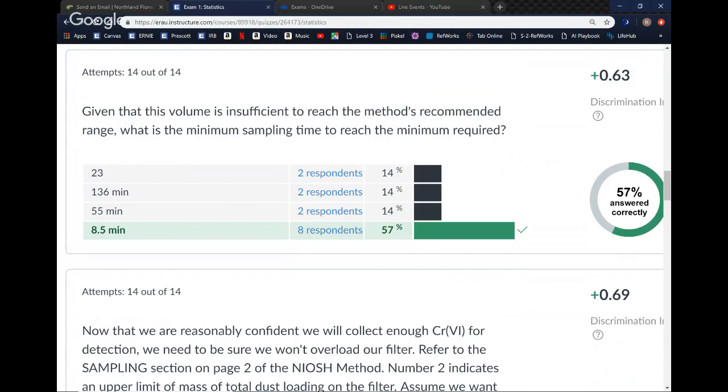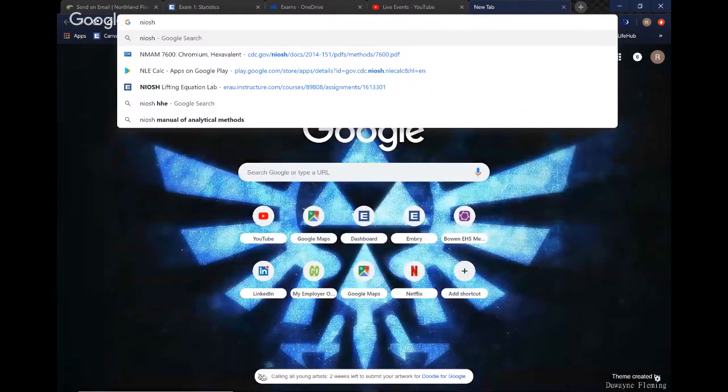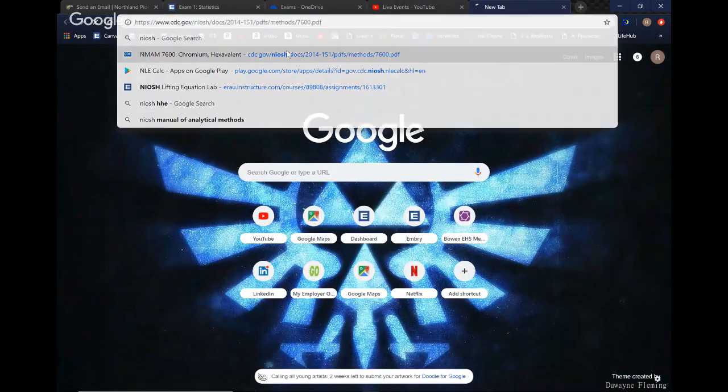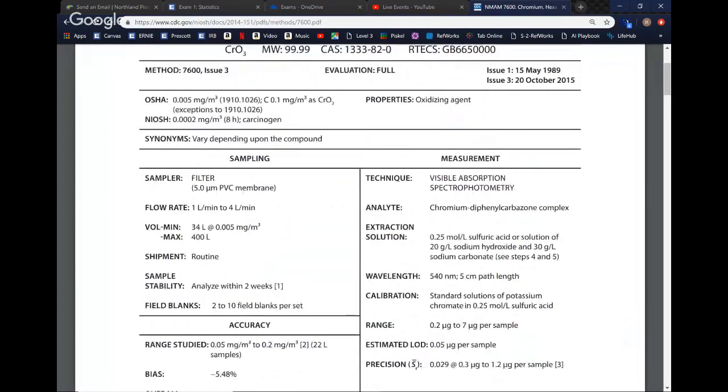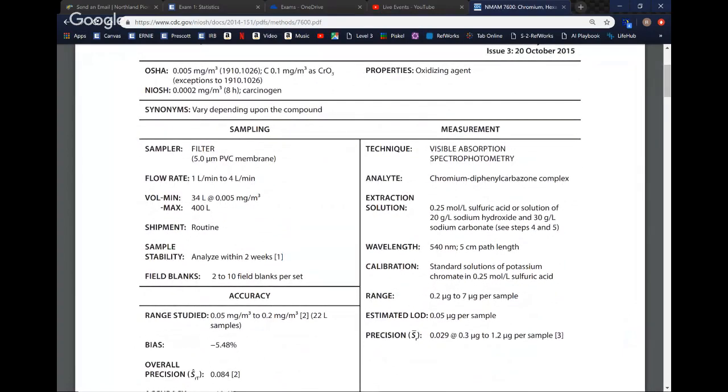So that 8 liters number, I'm not remembering it. Let me pull it up real quick to see. Let's see, what is it? It's right here. Okay, cool. Sorry, can I show you this on the computer? Yeah.